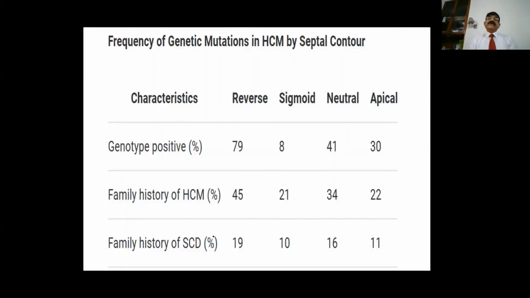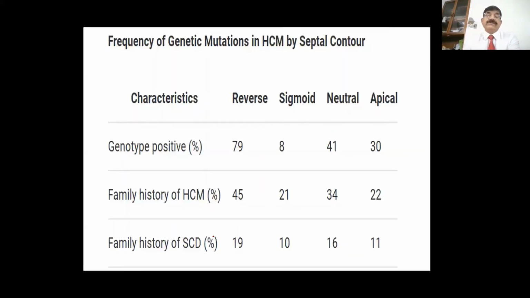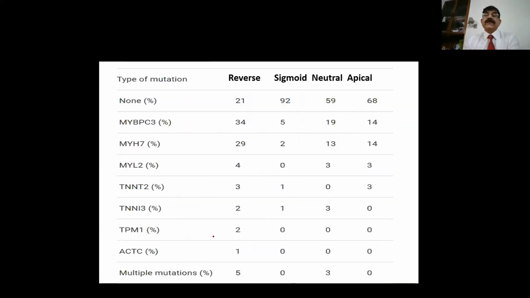We were talking about frequency of genetic mutations, and as I said, reverse curvature has the maximum genotype positivity. Sigmoid septum has the least, neutral has in between, apical has 30%. So the family history is much more common in reverse type. I showed you the first boy who presented with sudden cardiac death. I showed you apical hypertrophic cardiomyopathy in a pulmonologist friend of mine, and plenty of neutral appearance. Sudden cardiac death actually is much more common in reverse type, and I showed you an example. Somebody was revived from sudden cardiac arrest, that boy.